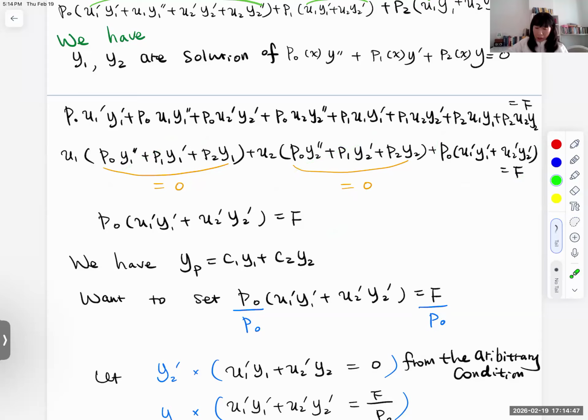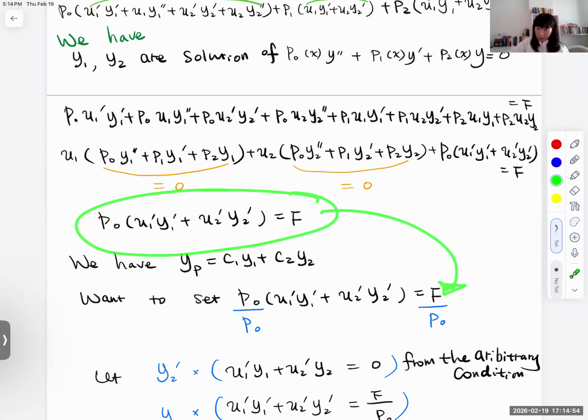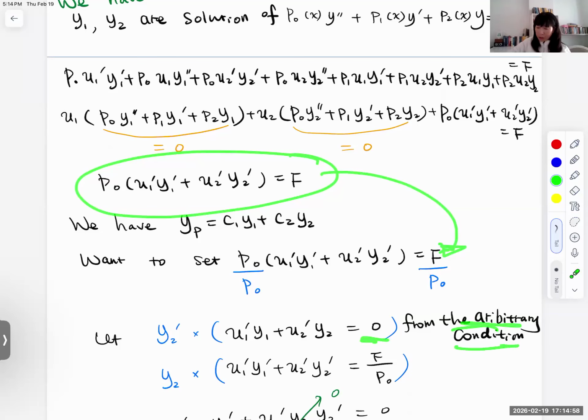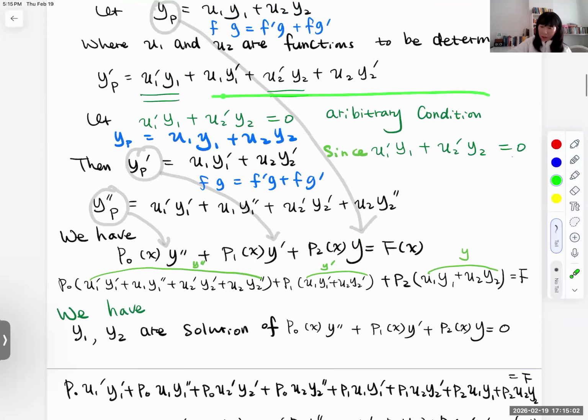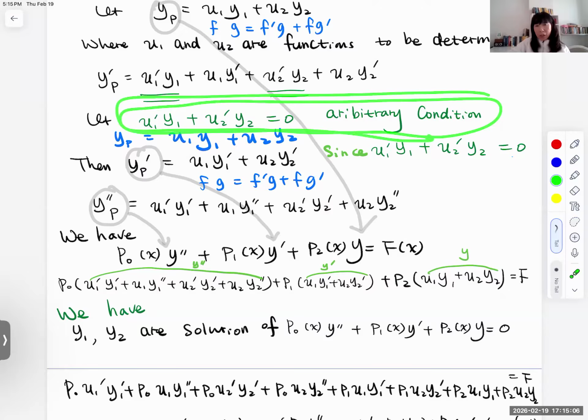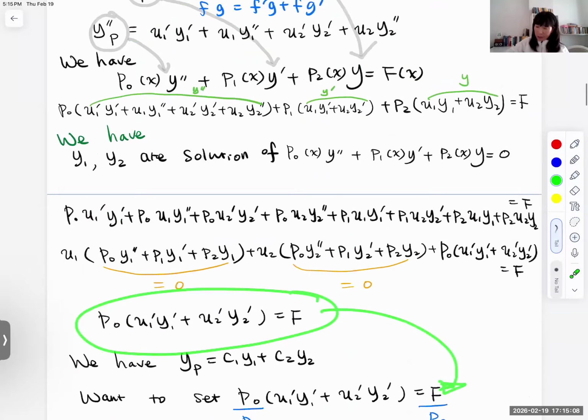Okay, then just rewrite this one here. And then we had the arbitrary condition, which equals 0, from this one condition. Yeah? Make sense to you? So this one, rewrite here.